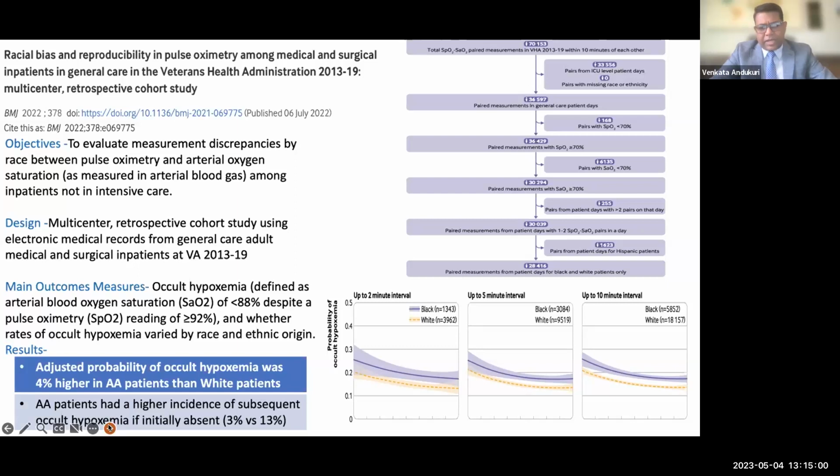And if you see the African American patients, all the way from a 92% pulse ox reading to a 100% pulse ox reading, they always have occult hypoxemia. The adjusted probability of occult hypoxemia was 4% higher in African American patients than in white patients. And African American patients had a higher incidence of subsequent occult hypoxemia, even if initially it was absent. So if initially it showed 92%, even though the O2 sats were appropriate and over 88%, eventually they observed that it actually went down.